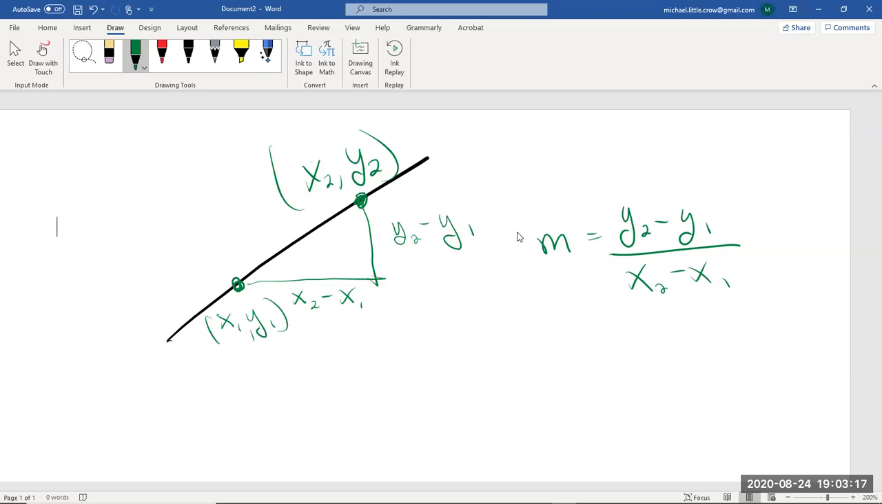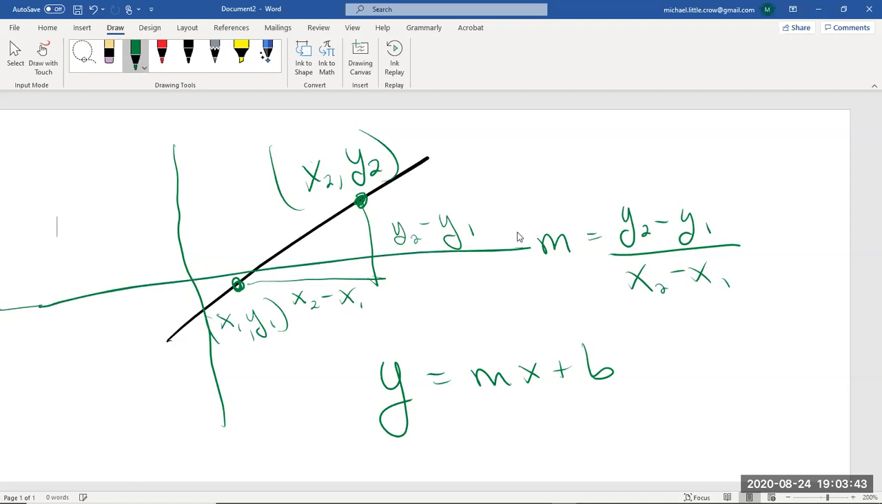So we subtract the y values on the top, subtract the x values on the bottom, and that gives us our slope. And again, what that's all working towards is this linear equation. A straight line equation always has an equation: the slope times x plus some b, and b is some constant. Here's our xy, b would be the y-intercept.